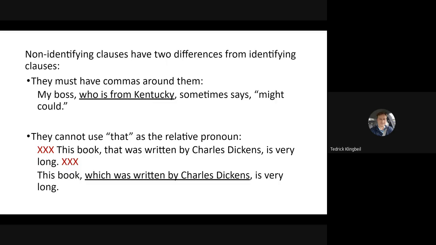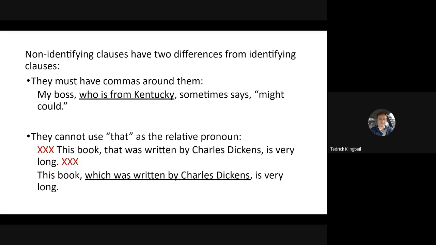Okay? So, if you look at this right here, "who is from Kentucky" is the clause that we're talking about. It's a non-identifying clause, okay? It's non-identifying because you could say, my boss sometimes says might, could. But it's good to clarify: my boss, who is from Kentucky, sometimes says might, could.